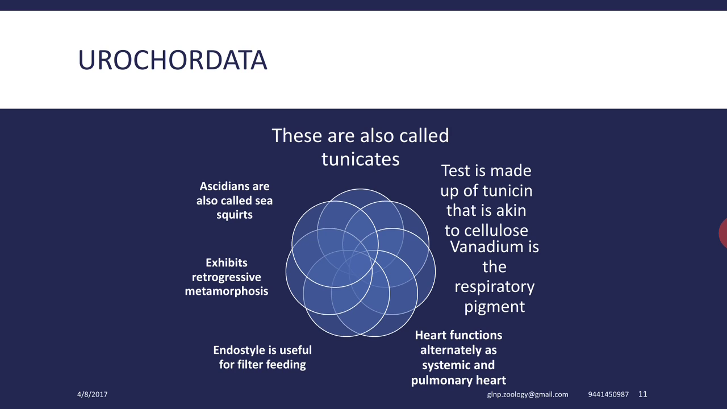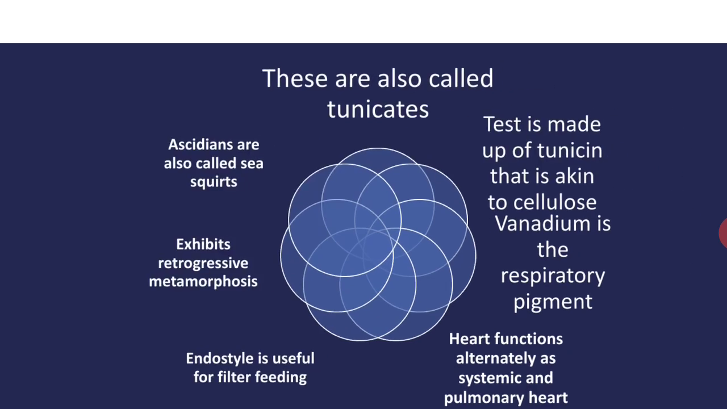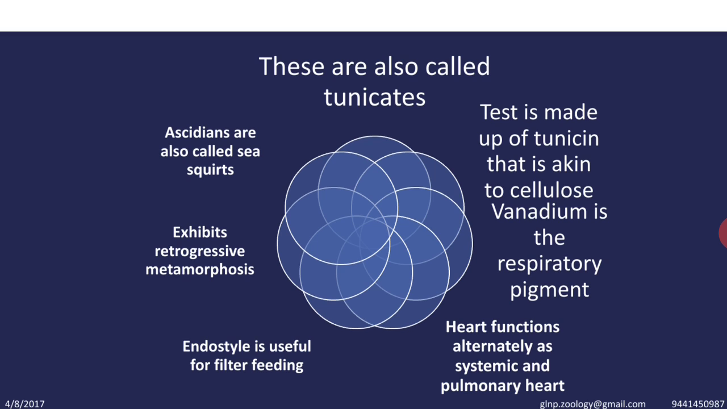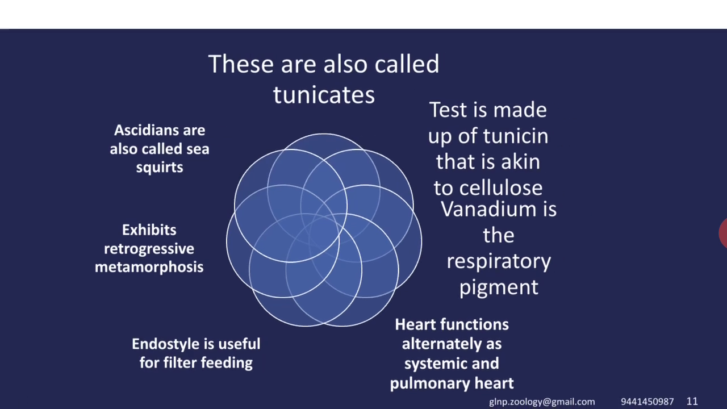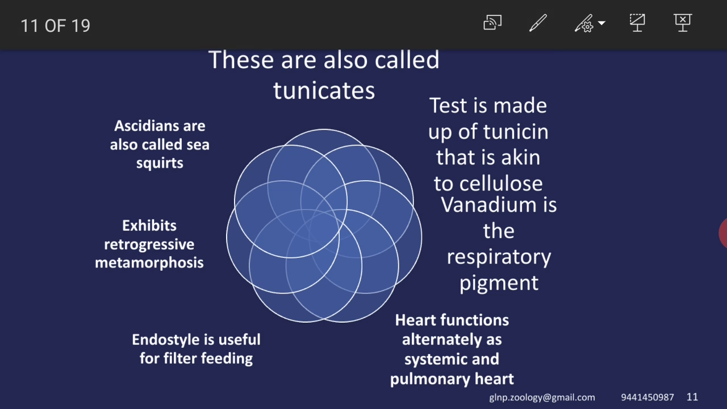So here you can see the different characteristic features of urochordates. I already mentioned all these characters. In case of urochordata, the body is covered by test, which is made up of tunicin, hence these are called tunicates. And the test is made up of tunicin, that is akin or similar to cellulose. Vanadium is the respiratory pigment. Heart functions alternately as systemic and pulmonary heart in case of urochordates. Endostyle is useful for filter feeding, and this endostyle is the forerunner of vertebrate thyroid gland. And urochordates exhibit retrogressive metamorphosis, and ascidians are commonly called sea squirts.